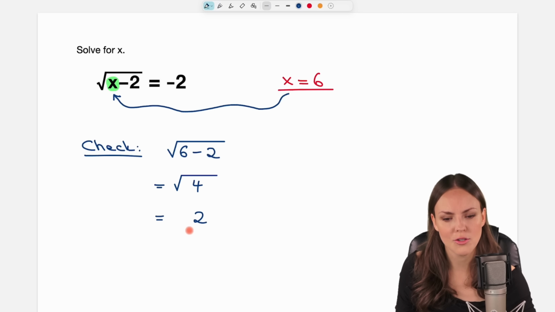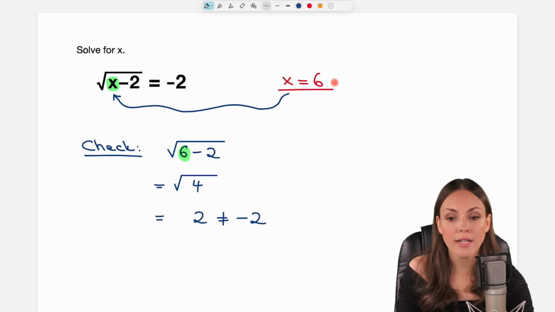But for now, let's just accept the fact that the square root of 4 is just 2, which means we got a result of 2. They told us that we should get a result of negative 2. Well, this is definitely not equal to negative 2, so the 6 is not a solution to this equation here. So we checked our possible solution. It didn't work, which means that the set of solutions is the empty set. There is no solution to this equation.